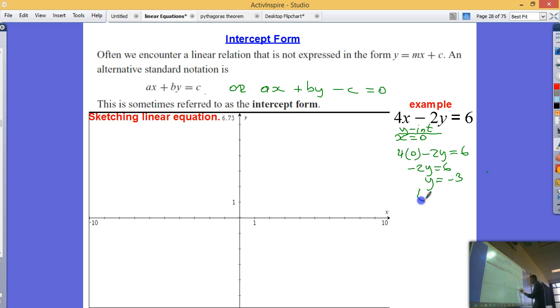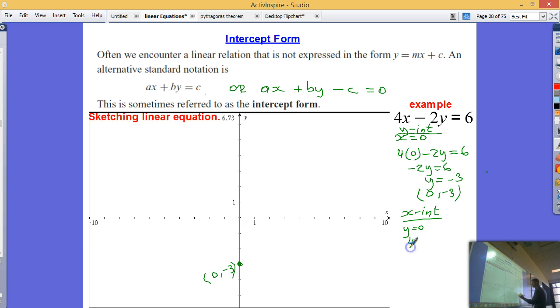Okay, and from that our coordinate is 0, negative 3. And we can plot that straight away. When x is 0, y is negative 3. 1, 2, 3. And label it. Yeah? And then let's get our x-intercept. That occurs when y is equal to 0.